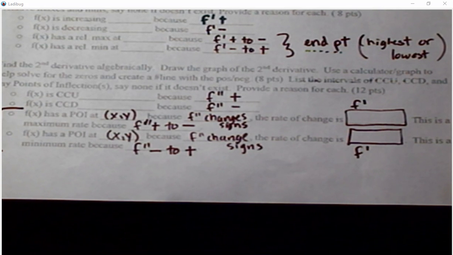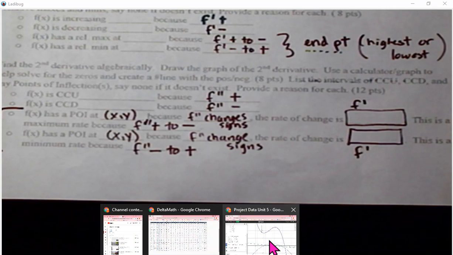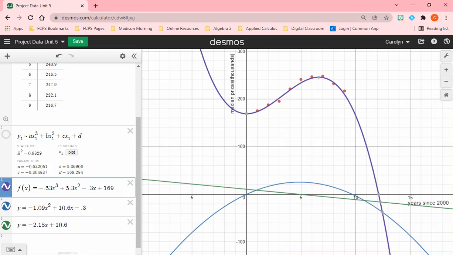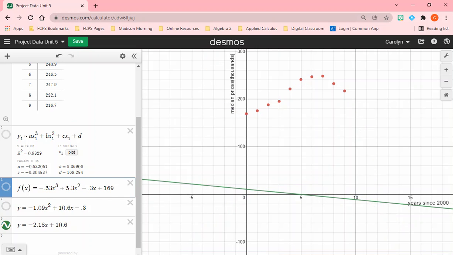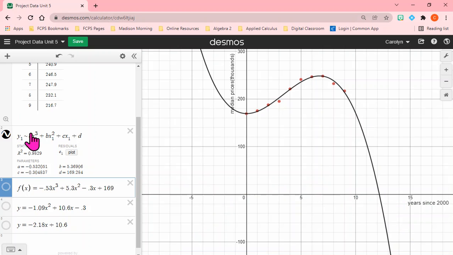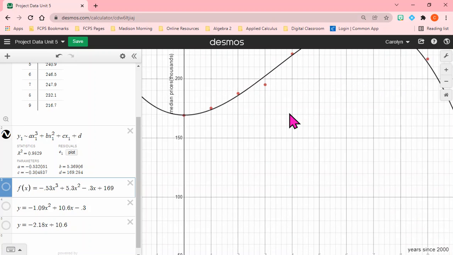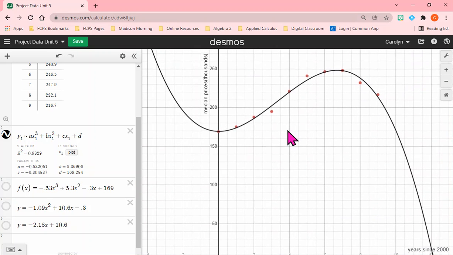I'll give you a minute to open up the example project, just so you have that to look at. So open up the demo.